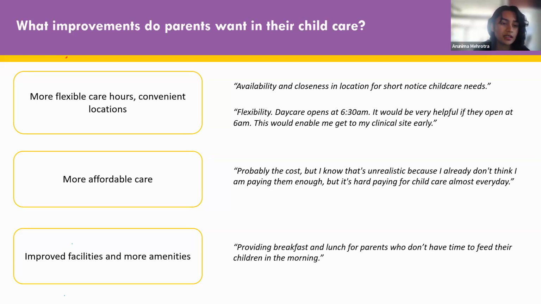So the parents shared that availability and closeness is something that they want to improve in their childcare arrangement, and another shared that they would like for some sort of flexibility. Parents also cited that they needed more affordable care options, as well as improved facilities and more amenities. One parent shared that providing breakfast and lunch for their children when they do not have time to prepare meals for their children would be a great improvement for them. Next slide, please.